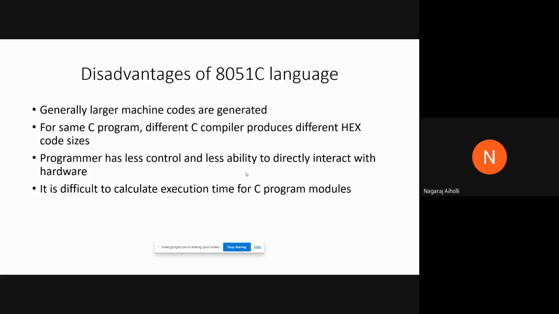And for the same C program, different compilers produce different hex code sizes, right? Different C compilers are there, which compile the high level language into machine level language. So those different compilers produce different hex code sizes for the same program. So that is a disadvantage of writing the program in 8051 C language.